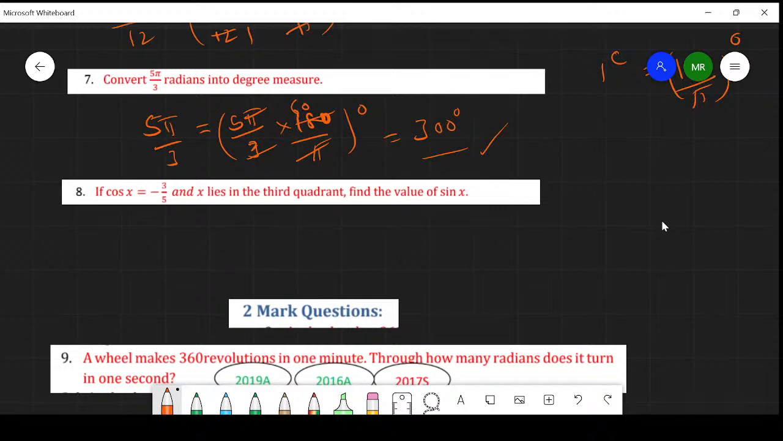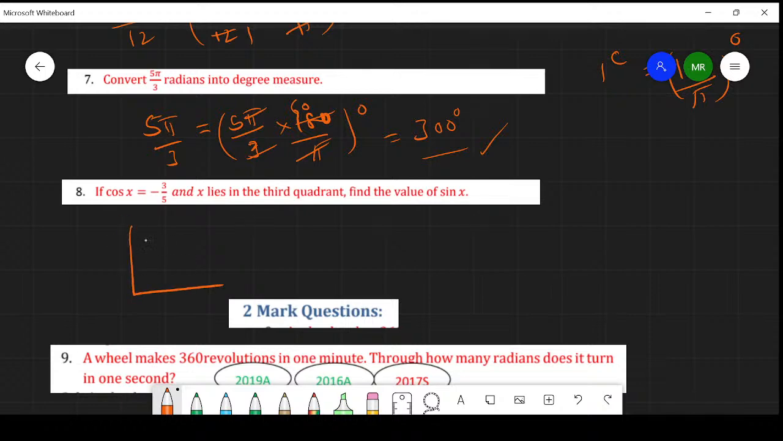Next, if cos x is equal to minus 3 by 5, and x lies in the third quadrant, find the value of sin x. The concept: cos x is equal to minus 3 by 5, x lies in the third quadrant. In the third quadrant, tan and cot are positive, the remaining 4 functions are negative: sine, cosec, cos, sec. Only tan and cot are positive. Here cos x is given, and they are asking for sin x.